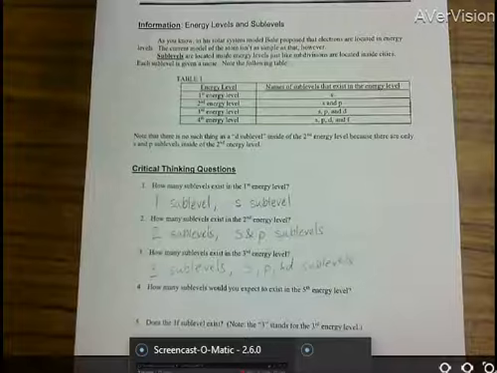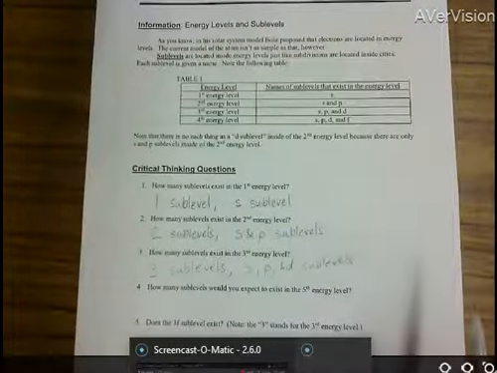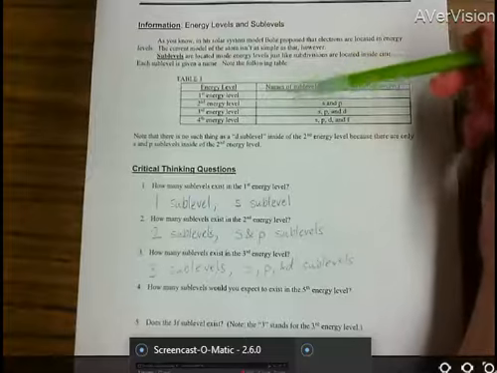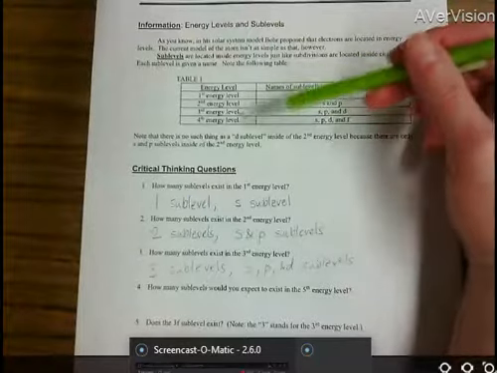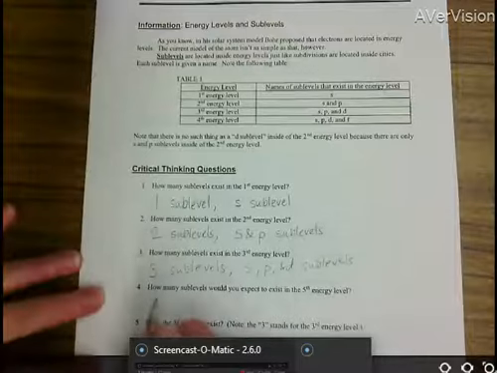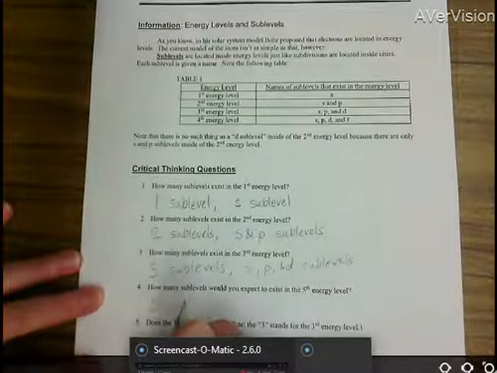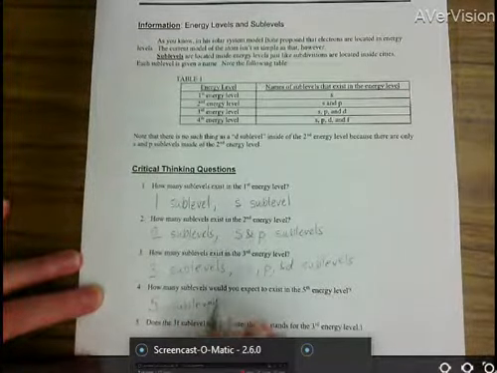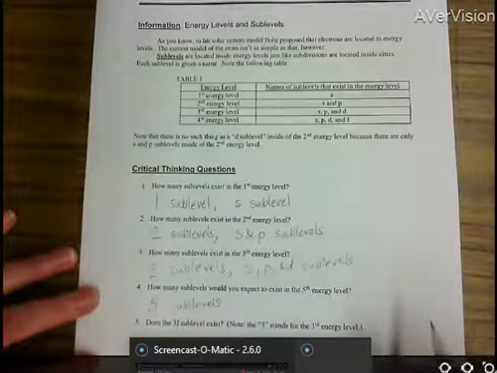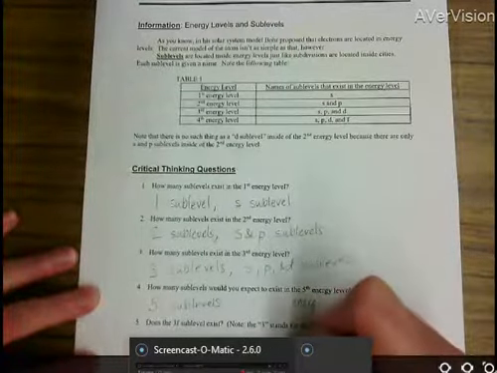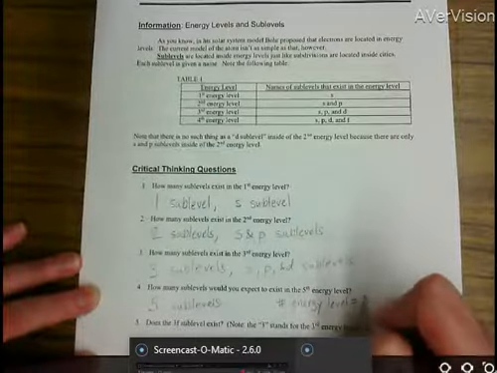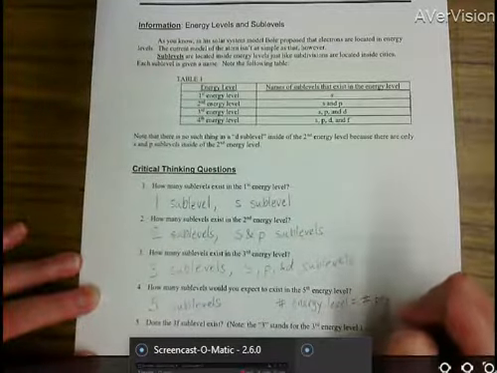How many sublevels would you expect to exist in the fifth energy level? What they want you to notice is the first has 1, second has 2, third has 3, fourth has 4. So in the fifth energy level, we would expect that there could be 5 sublevels. Basically, the number of the energy level equals the number of possible sublevels.